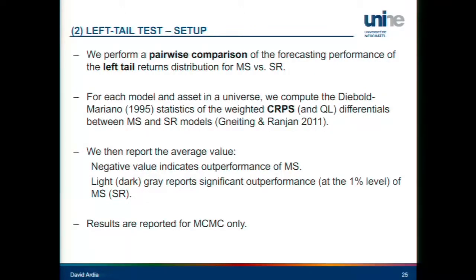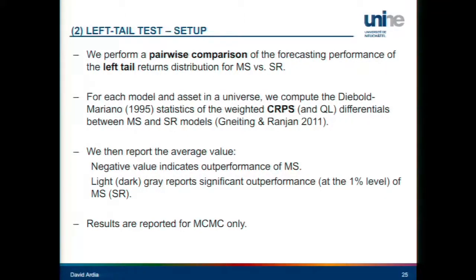Now we focus really on the left tail, on the full left tail distribution. So we do not stick only to the quantile, but we really look at the mass of the distribution below the quantile. For that, we perform a pairwise comparison on the left tail between Markov switching and single regime models. And we use the CRPS measure, which is a measure between the forecasted CDF and the realized CDF. We do that for Markov switching and single regime. We compute the differential, and then we perform a Diebold-Mariano test on this differential.